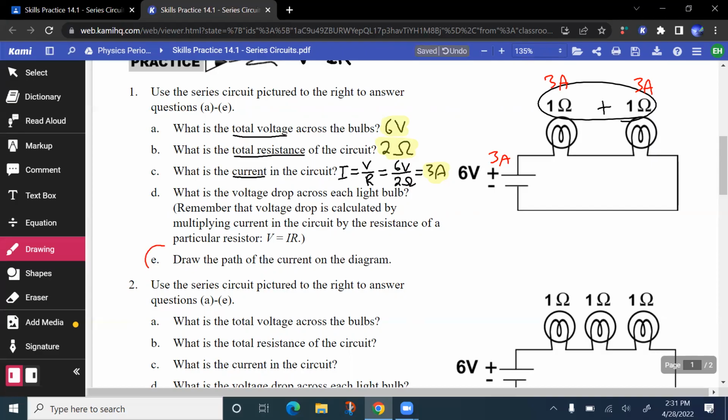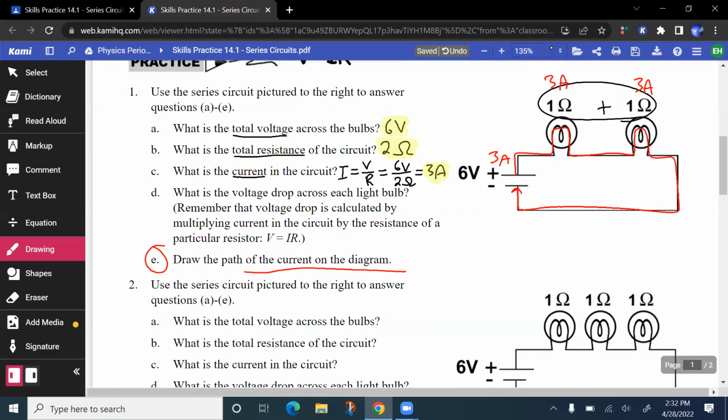By the way, we're doing part E right now. We're drawing the path of the current. So the current of 3 amps is going to go from the positive end of the battery across each light bulb like this, and find its way back to the negative side of the battery.